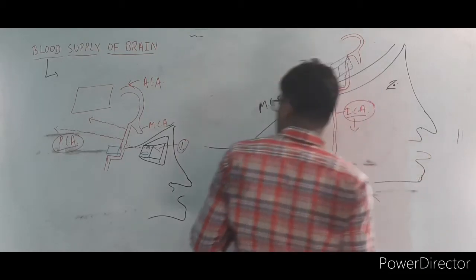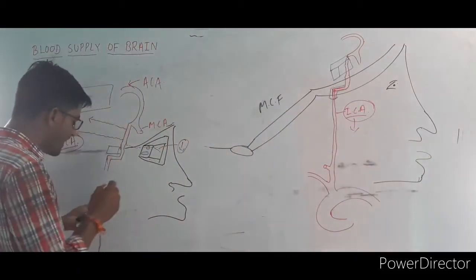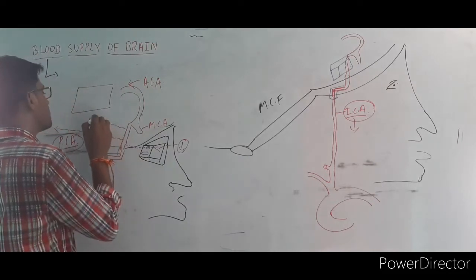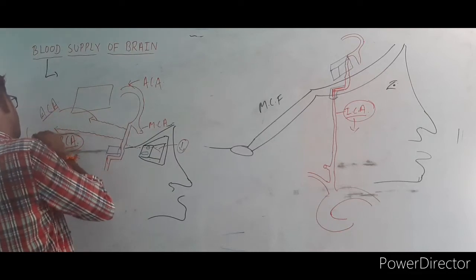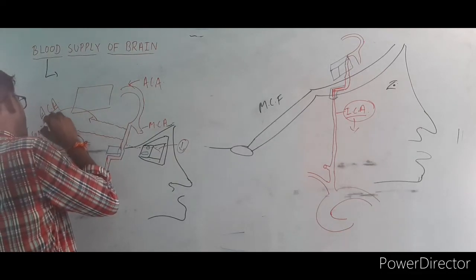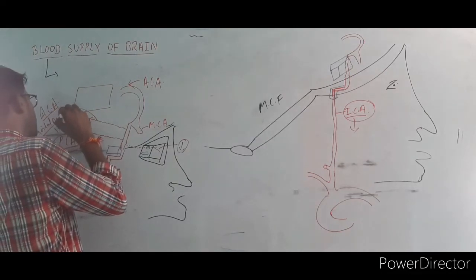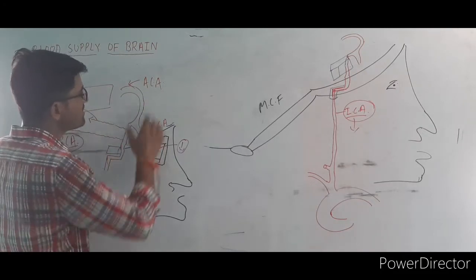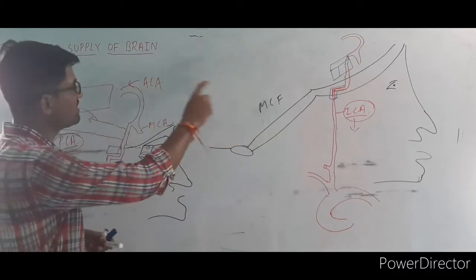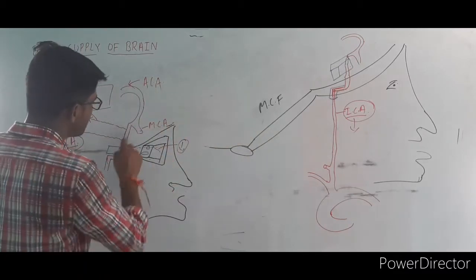Sorry, this is the anterior choroidal artery. I am mentioning the choroidal artery here. This is the anterior choroidal artery, right? And this is the anterior cerebral artery. So these are arteries.